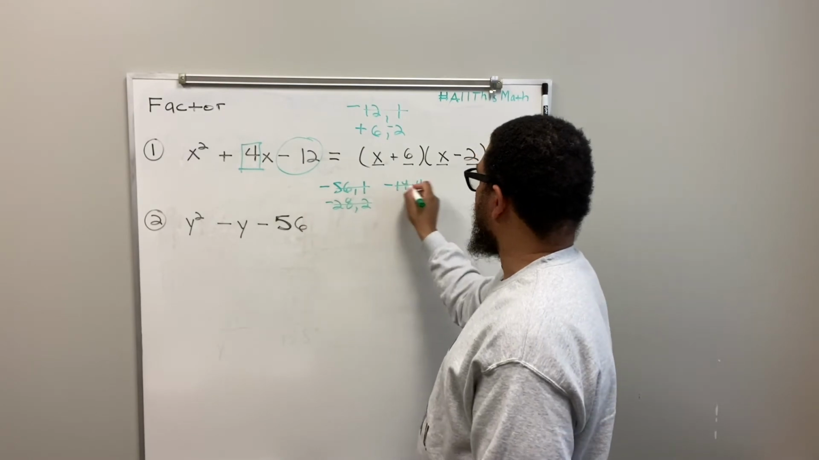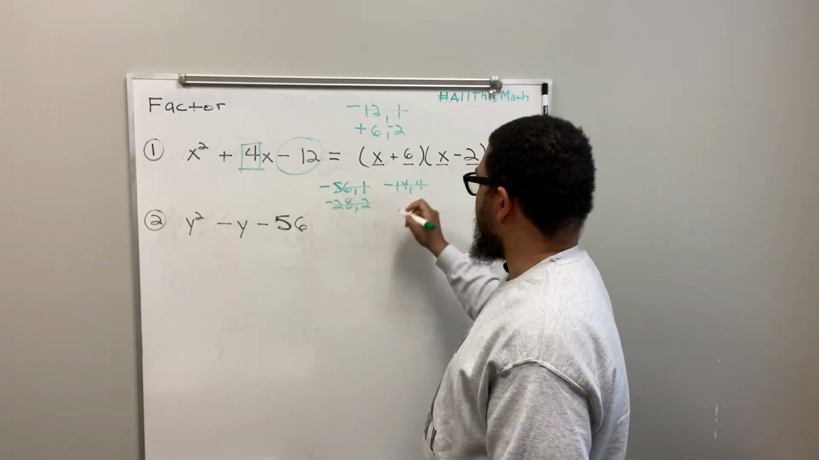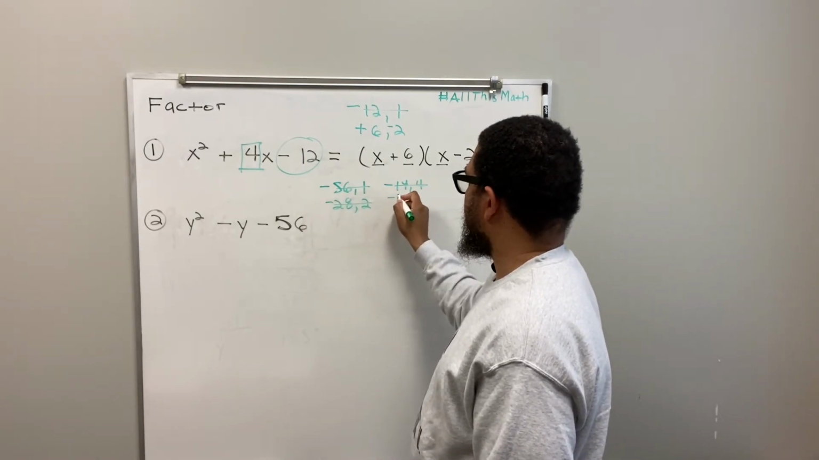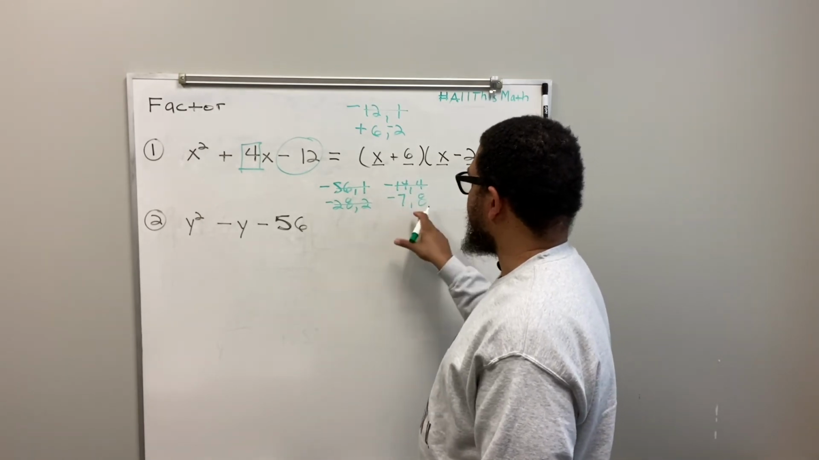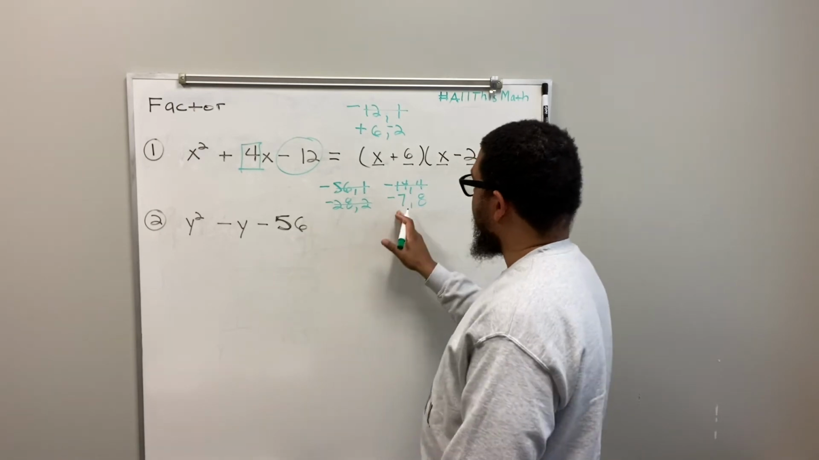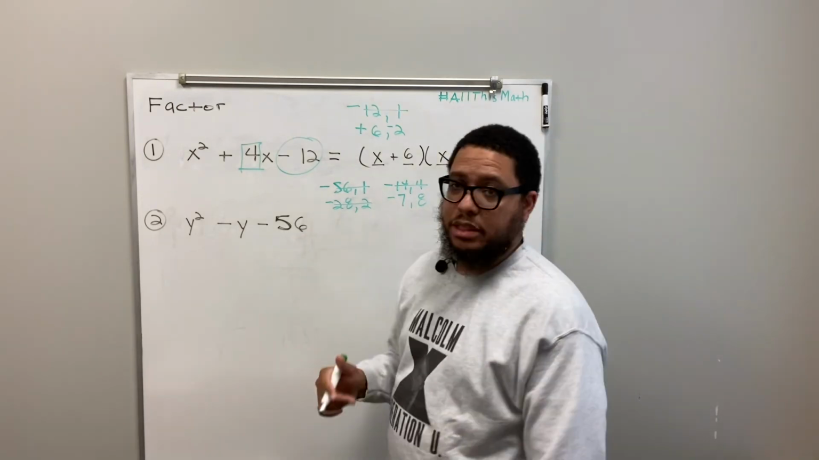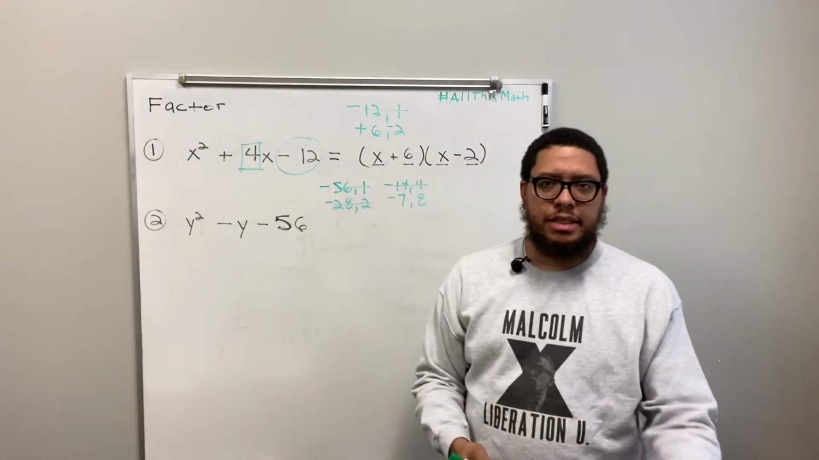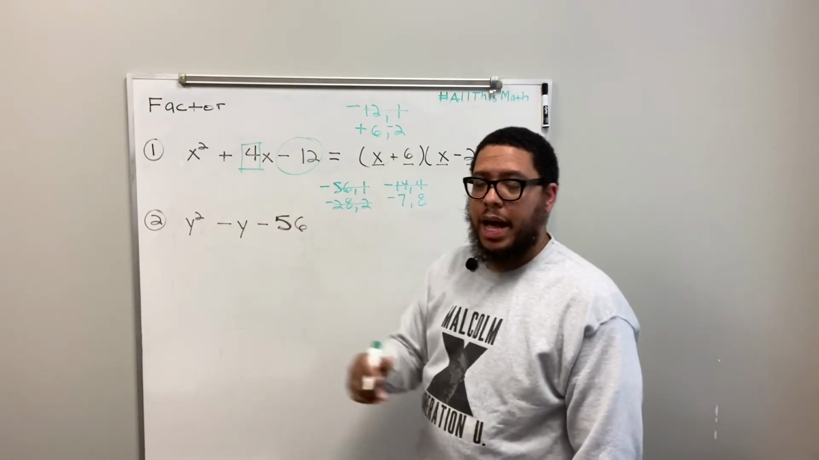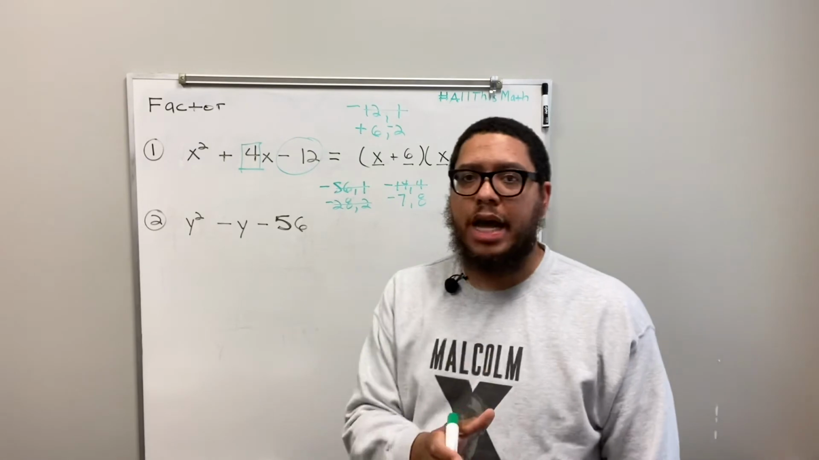Let me see, this one is wrong. This one is no good. What about negative 7 and 8? Negative 7 times 8 equals negative 56. Negative 7 plus 8 equals positive 1. Whoa, but I need a negative 1. I just did the same thing I did in the first example. I got the right numbers with the wrong sign.